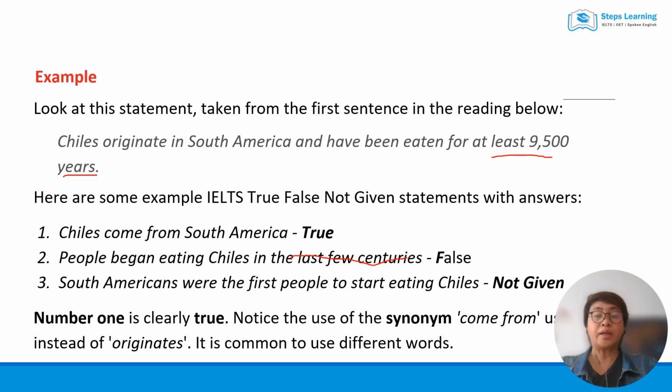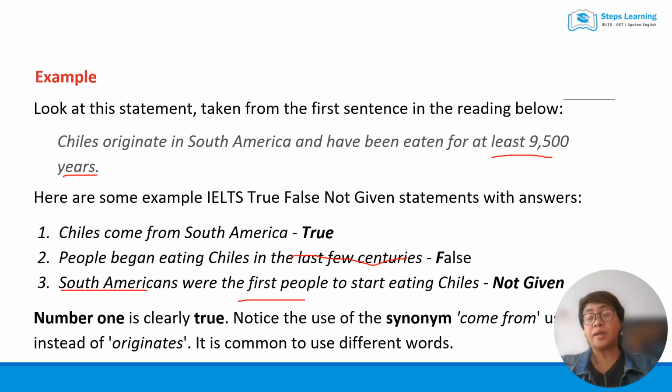And now let's look at question number 3. South Americans were the first people to start eating chiles. So here, we try to underline the keywords from this question: first people, and then South Americans. So if we compare it with the statement, there's no mention of South Americans. And there's also no mention of first people.